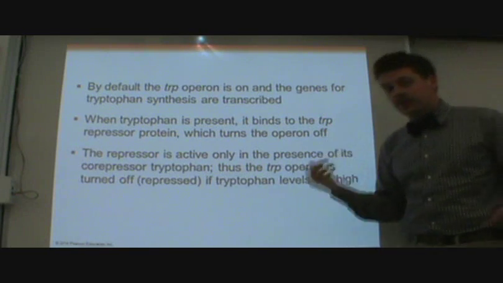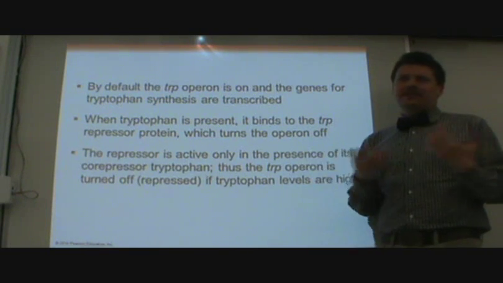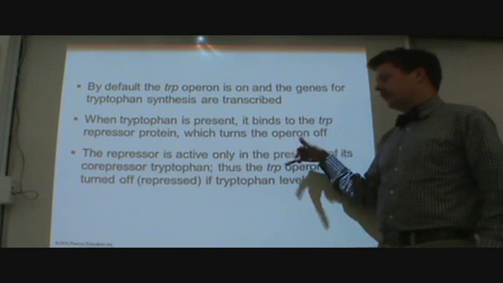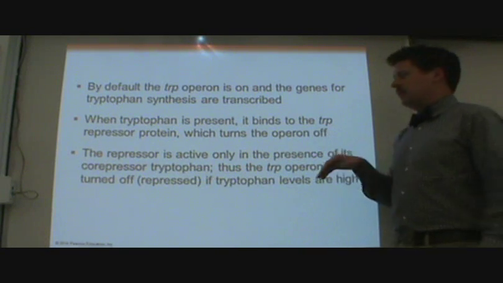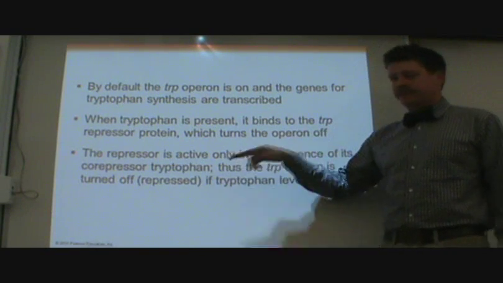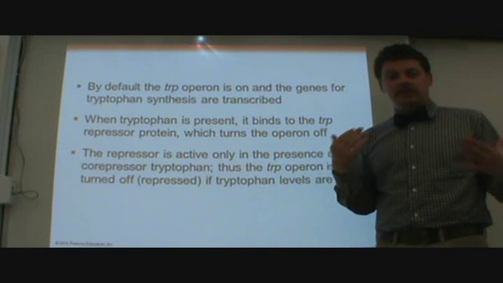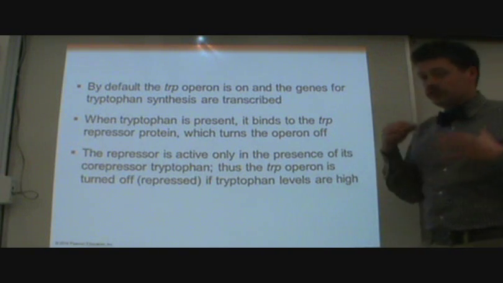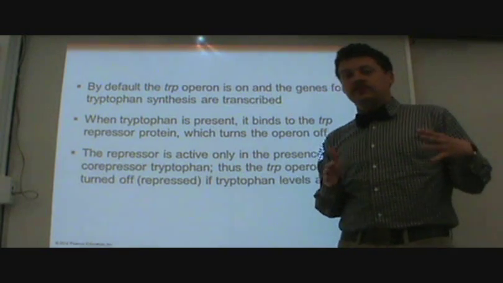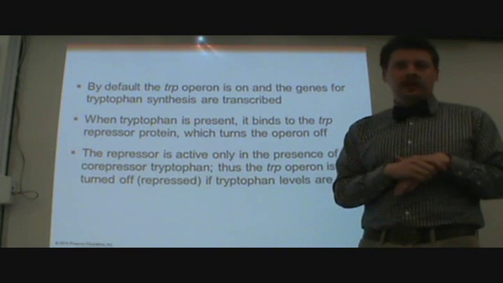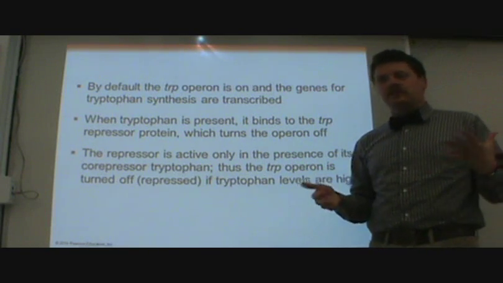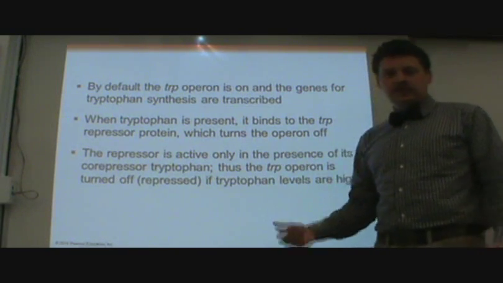When there's plenty of tryptophan and the cell doesn't need to make its own, it's going to turn the operon off. So the repressor is active only when there is tryptophan around, and that tryptophan acts as a co-repressor. When tryptophan is around, you don't need to be making your own, so you're just going to turn off that whole operon, stop making all of those enzymes that you need to make tryptophan, and just use the tryptophan that's around.